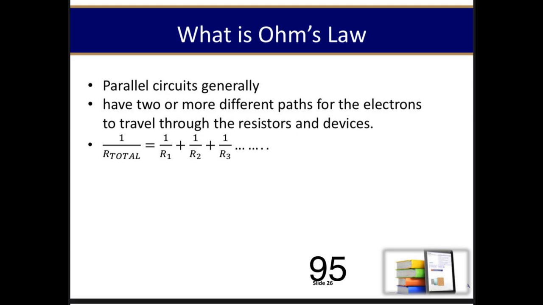Parallel circuits generally have two or more different paths for the electrons to travel through the resistors and devices.